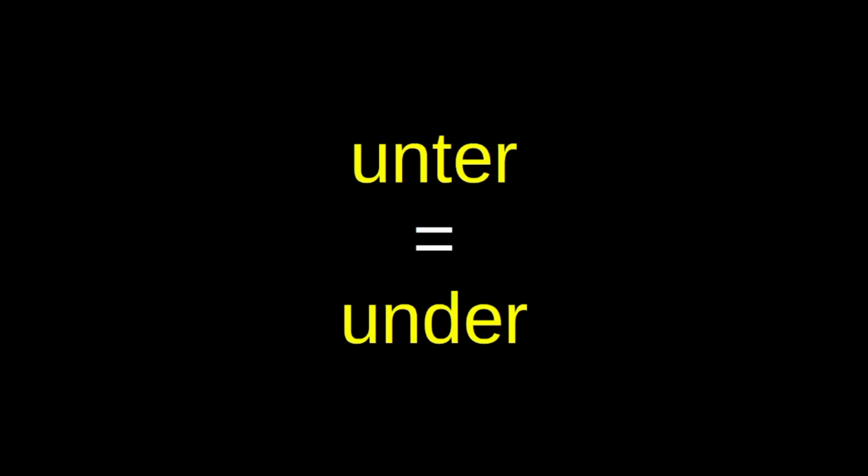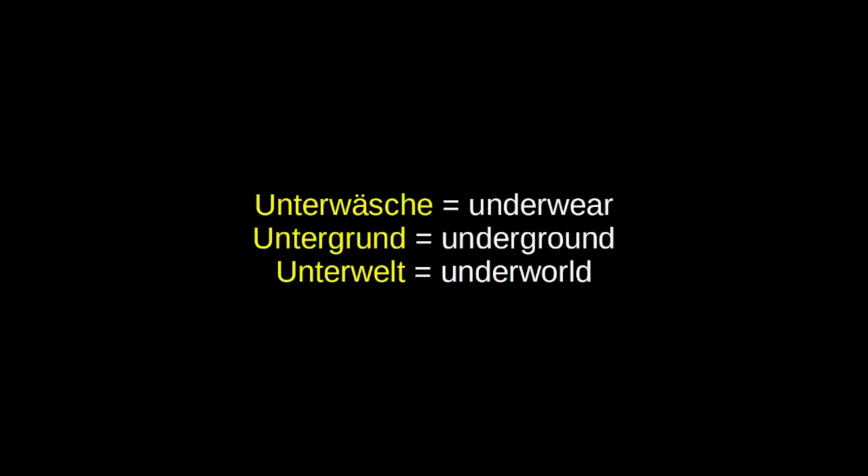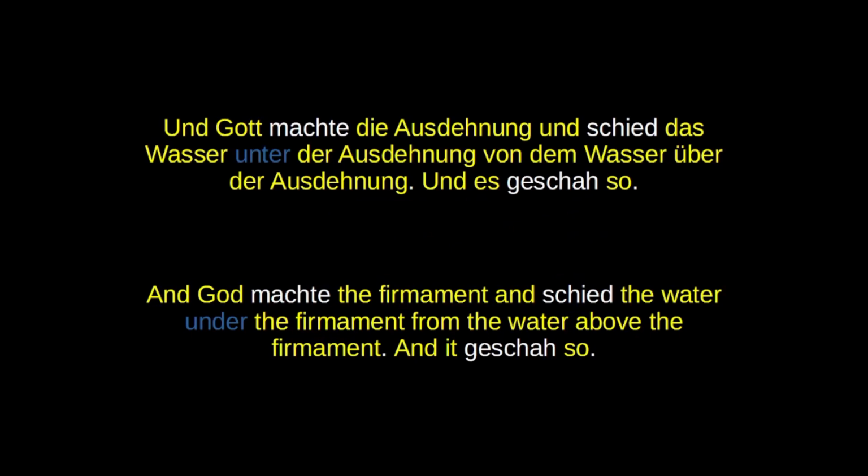Unter simply means under. There are a few other derived words in German, but I could just mention at this opportunity. For example, there's Unterwäsche, which means underwear, Untergrund, which means underground, and Unterwelt, which means underworld. You can see that they are quite similar to their English counterparts. So with that, we already solved the first word.